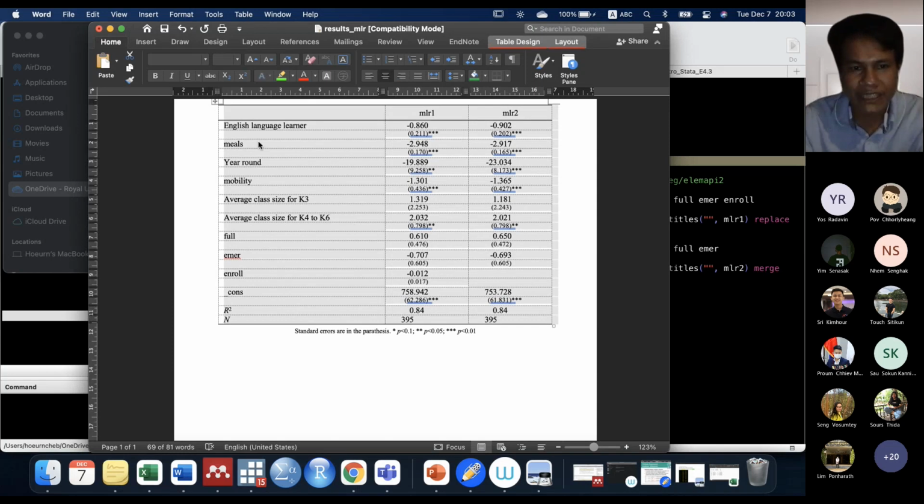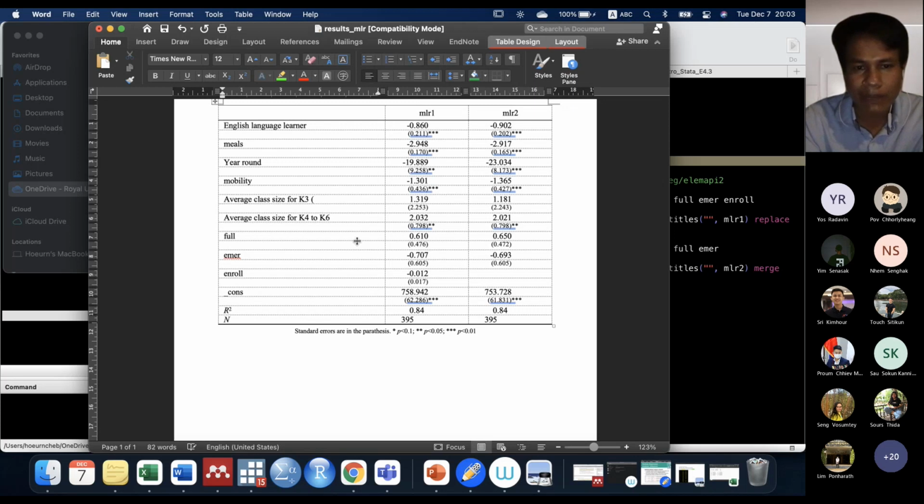If you want to be more specific, you can say, okay, average class size here. Then you also give them the unit. What is that? Number of persons, number of students. All right. So when you interpret, you say, okay, when the number of students in average class size in K3 increased by 1 unit, you mean the number of students increased by 1 unit. What happened to the academic performance of the elementary school?